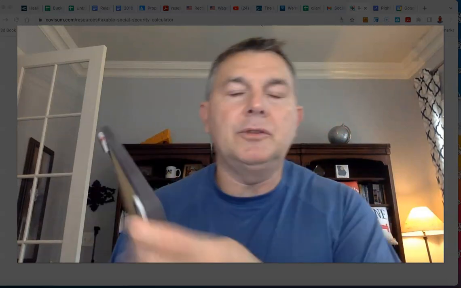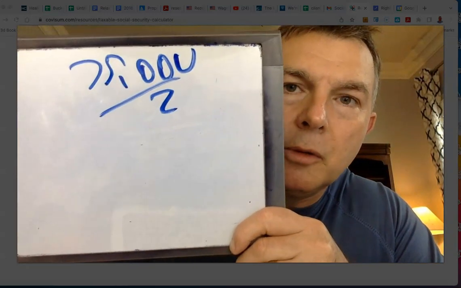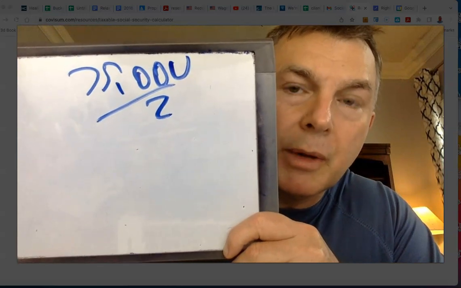Interesting. So we're going to manually figure this out ourselves, and then we're going to go to Right Capital and see. We take our $75,000 of Social Security and divide that by 2. Why divide it by 2? Because we have to figure out our provisional income, which determines how much of our Social Security benefit is subject to taxation. Let me just make sure I got this right. It's 37,500.